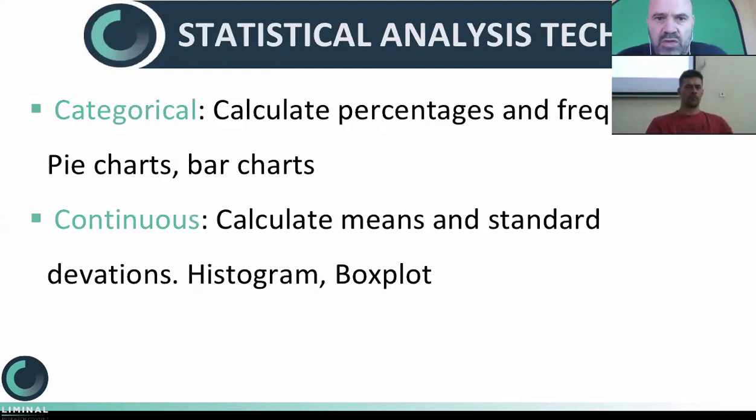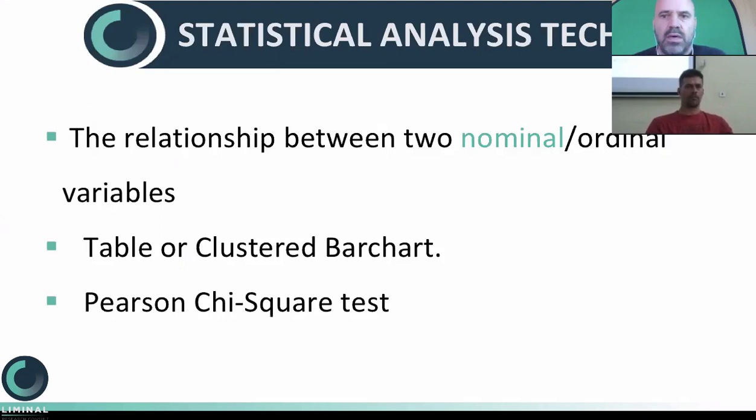And then if you look at continuous data, that's your construct scores. You can calculate means, standard deviations. And then the graphs that you use are a histogram and a box plot. You're fine with that? Okay, let us look at the relationships now.